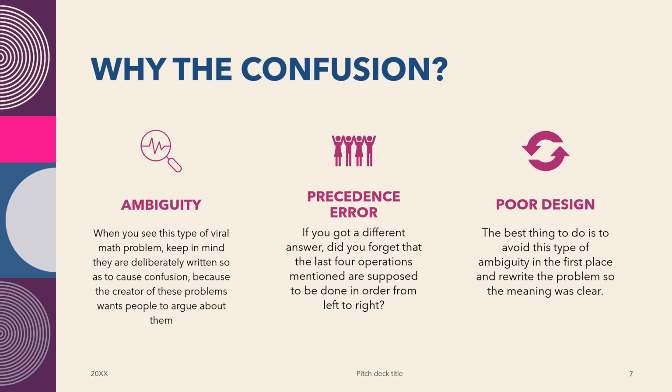If you got a different answer than the two I proposed earlier, you might have simply made a precedence error. Did you forget that the last four operations mentioned are supposed to be done in order from left to right? And finally, the best thing to do to avoid these arguments when we're dealing with something else that isn't designed to create arguments on social media is to avoid poor design. Don't write problems in such a way that they cause ambiguity, and if they do cause ambiguity, use parentheses or different notation to clear your intent up.